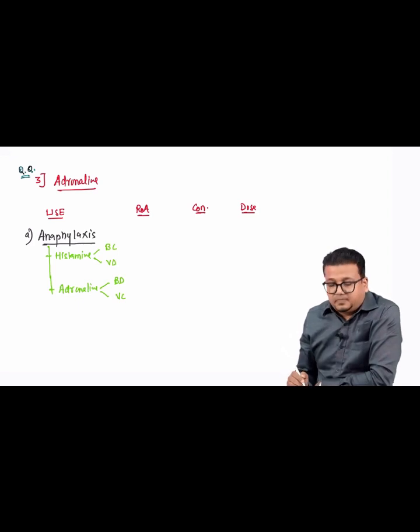That is the reason. Can NA produce bronchodilation? Answer is no. NA does not act on beta 2, so it cannot produce bronchodilation. That is why NA is not the drug of choice for anaphylaxis. Clear? Adrenaline is the drug of choice. Now comes the route of administration.